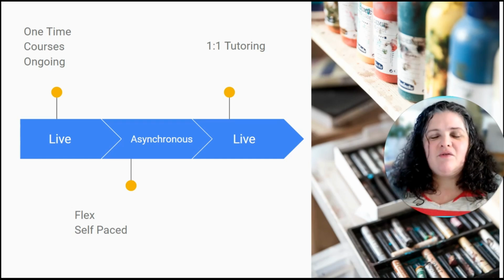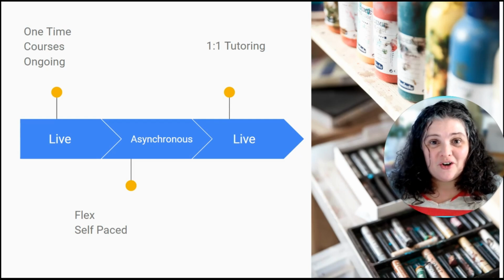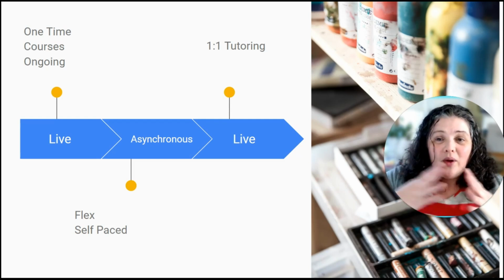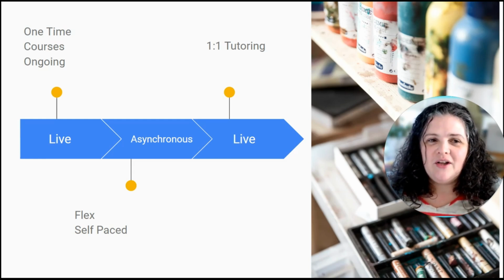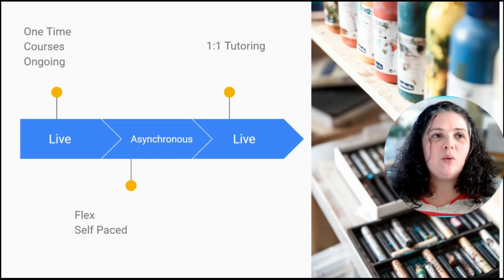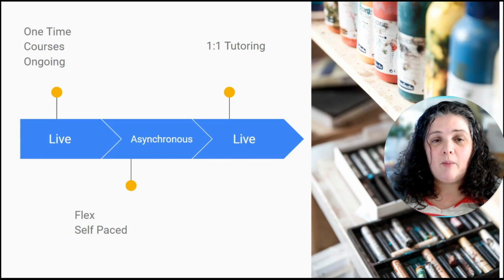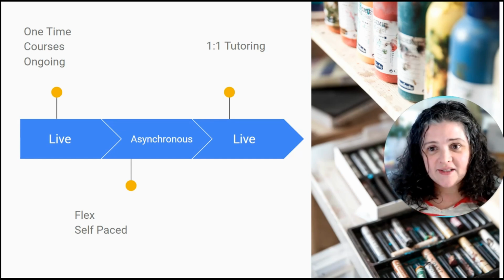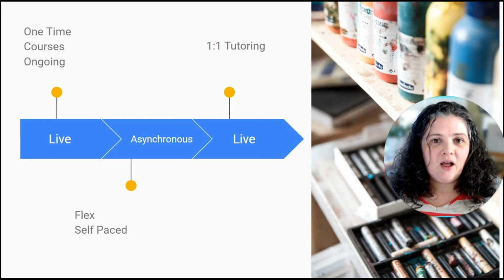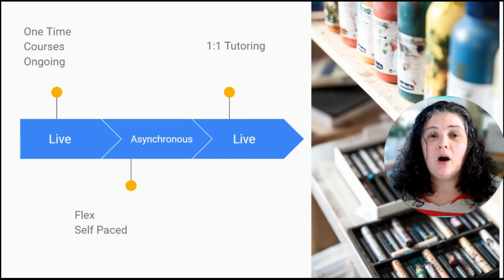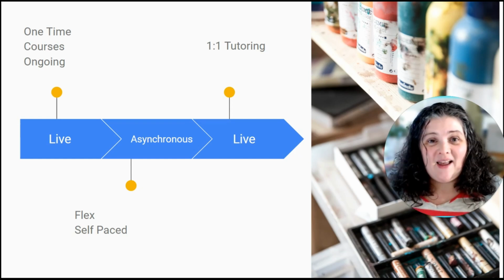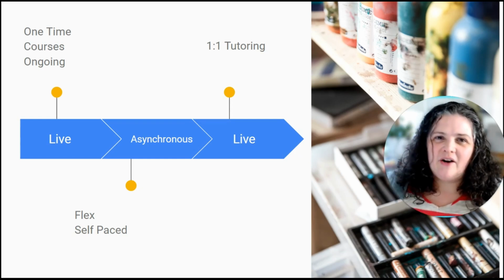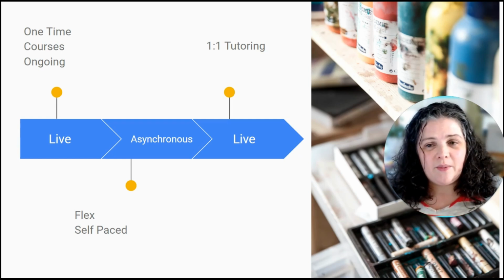There are as many different ways to learn as there are learners out there. And so with the spectrum of these three different categories, I feel like I've really captured an experience for every type of learner. If you are someone who loves the camaraderie of working with other artists, you might really like live courses, where you are in a group class with other students and you're all doing the same work together at the same time.